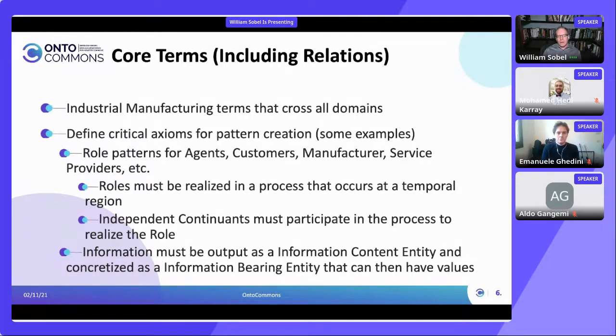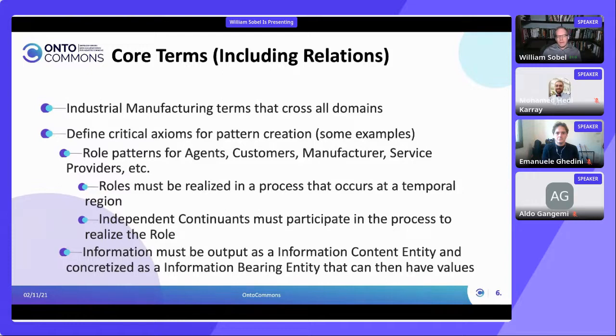So core, all terms in the domain ontologies must refer back to a core term, which then provides that abstraction layer, the higher level domain abstraction layer, and also provides terminology in a way that is more amenable to people who are in the manufacturing domain. And we also provide patterns.